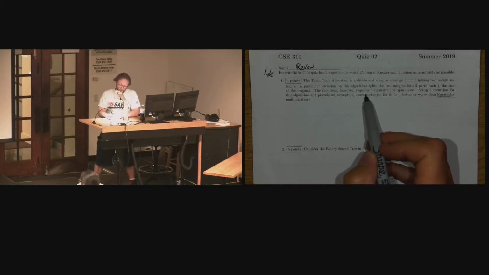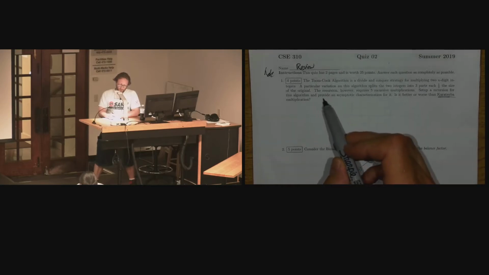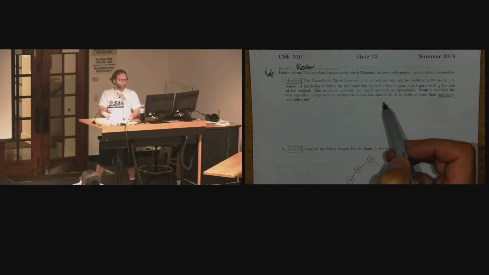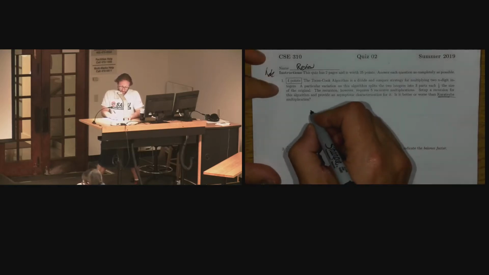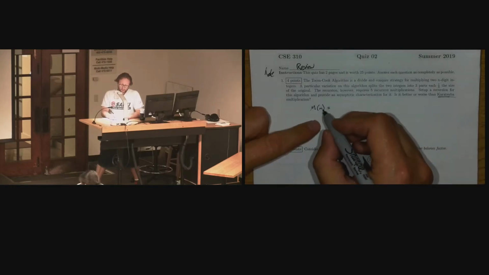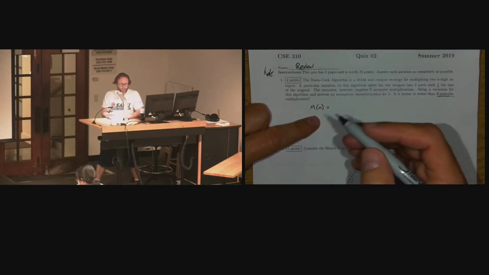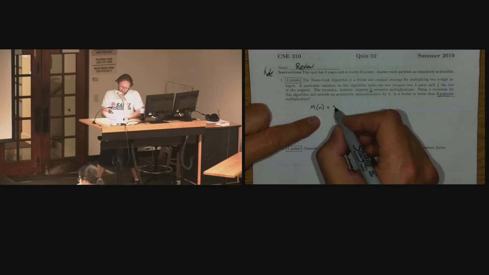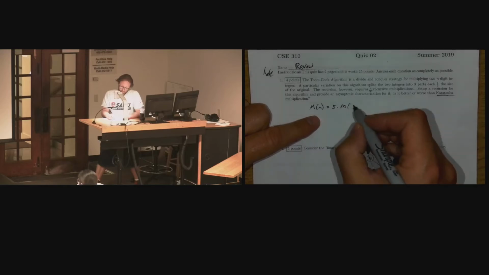The recursion, however, requires 5 recursive multiplications. Set up a recursion for the algorithm and provide an asymptotic characterization for this. So this is just plug and chug. You need to set up a recursion here. If m sub n is the number of multiplications required to multiply two n-digit numbers together, well then we can recursively do that 5 times on numbers that are 1/3 the size, right? So n divided by 3.